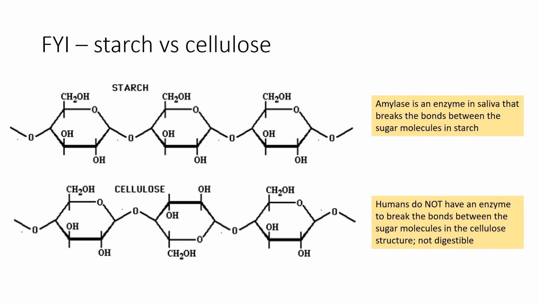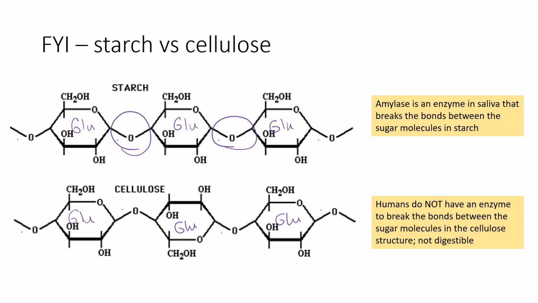Starch versus cellulose. Why is it that you can break down starch and get the nutrients from that? You can break starch down and get the sugar out of it, but you can't break down cellulose. It has to do with the bond holding the glucose molecules together. So again, each one of these is a glucose molecule. Cellulose and starch, they're just glucose molecules. But the difference is the bonds.